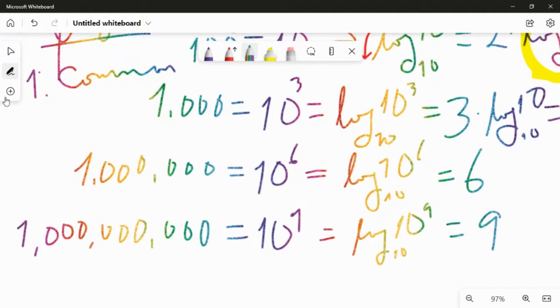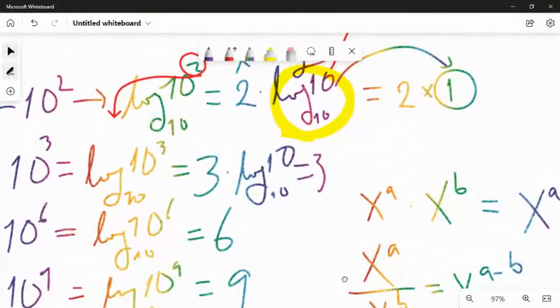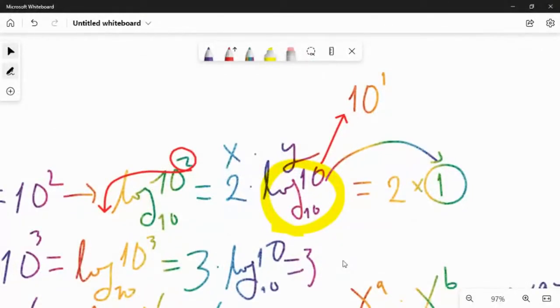Right? 9. I mean, as long as the number is a power of 10, it's easy to visualize what it would be. And this is the important property of log that we need from using log, right? Because the fact that you can turn it into, what did you do?